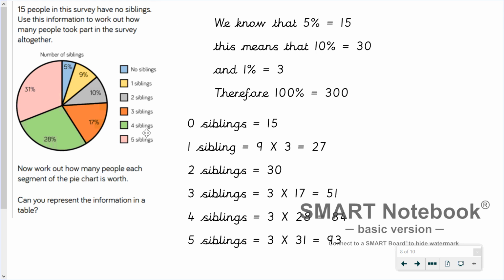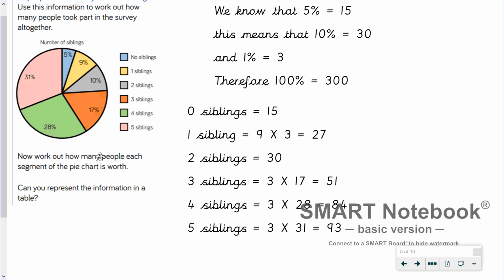All right, so we've got to do that. So 15 people have no siblings. No siblings is 5%. We know we're building to 100%. So 15 is 5%. That means for double that, 10% would be 30. And therefore, we can use that 10% times it by 10, or we can find 1%, which is 3, and times it by 100. Either way, 300 people took part in the survey. So you either find 10% or 1%, and then you find your 100%.